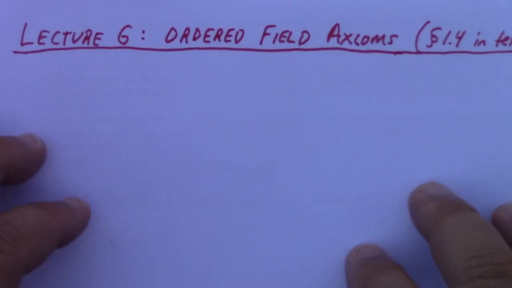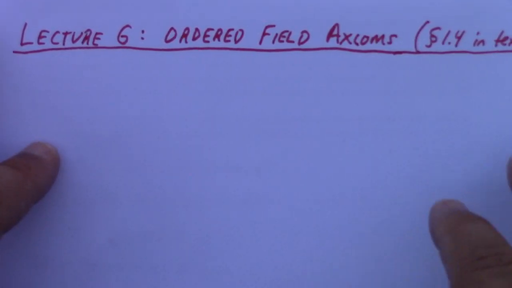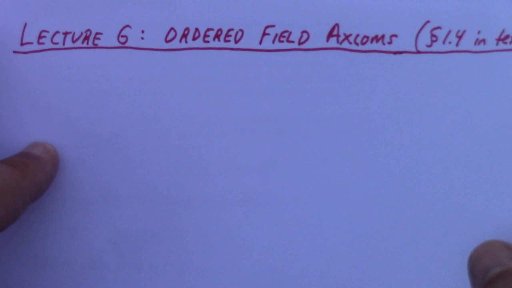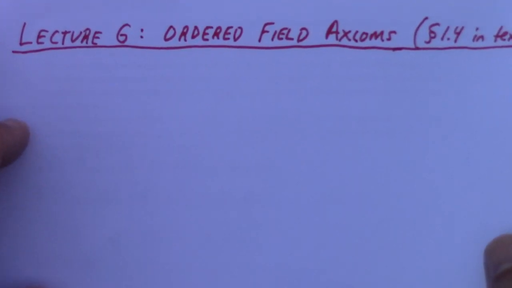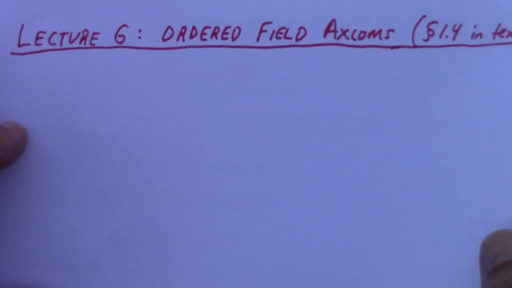So this is lecture 6 on ordered field axioms. I'm outside today, so there may be a little bit of noise from cars and other stuff. Sorry about that. I'm hoping the wind doesn't make a lot of noise in the microphone. If so, my apologies in advance.